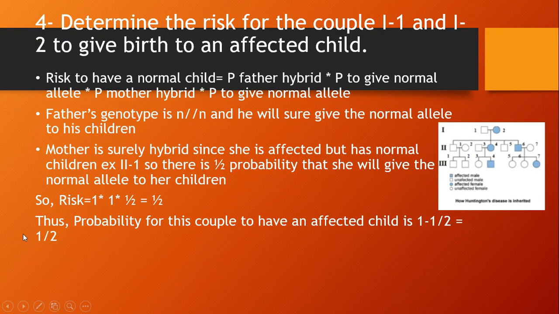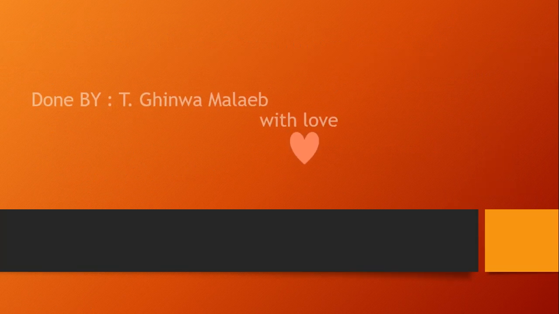You are going to reach the same result when you apply the table of cross, since the genotypes are very well known. You are going to multiply the small n from the father with capital D and the small n from the mother, which will lead you to know that the risk for this couple to have an affected child is 1 over 2 as well.